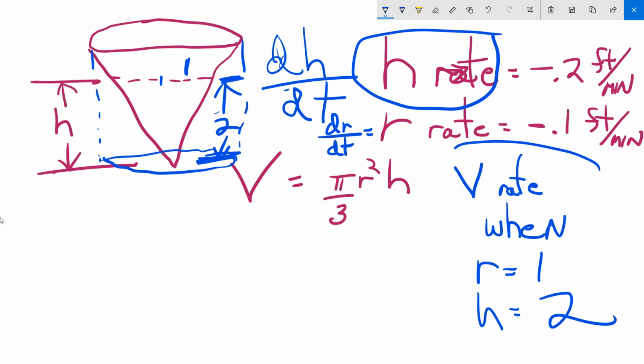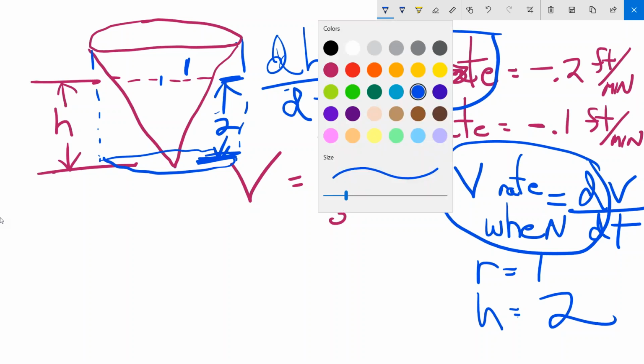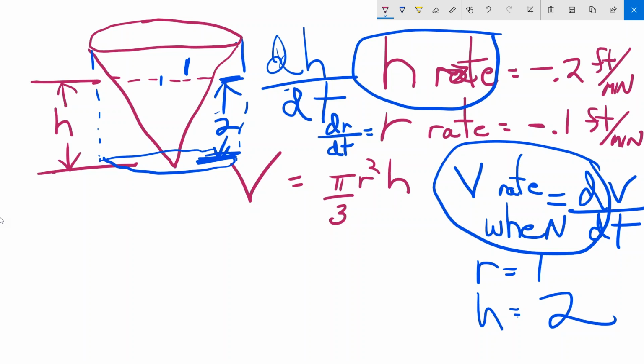So what are they asking for there? That's dV over dt. All three of them are in terms of time. And once again, most of these related rate problems are always like that. Okay, so now let's go back. Remember what our master formula is. It's the volume of that particular cone.